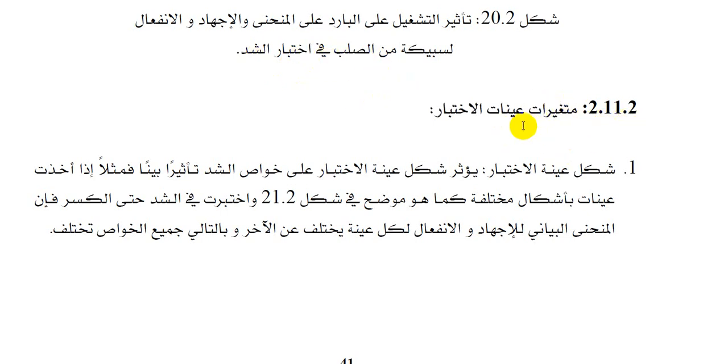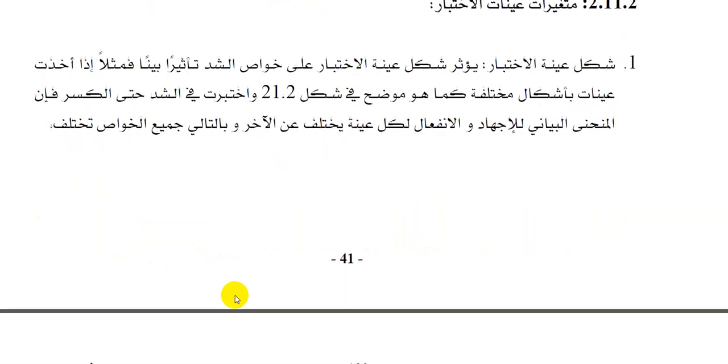Article 11.2, the variables of the testing specimens. First, the form, or the shape, of the testing specimen. The shape of testing specimens is extremely effective on the tensile results. If you take specimens of different shapes, as illustrated in figure 21.2, and tensile test them until fracture, the stress strain curve for each specimen will be pretty much different from the others. Subsequently, the entire specs will be differentiated.